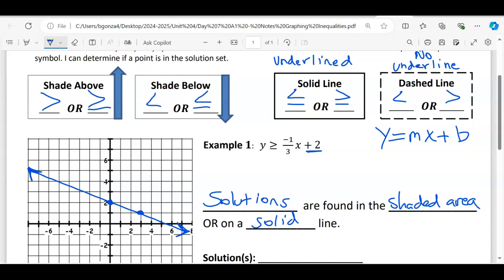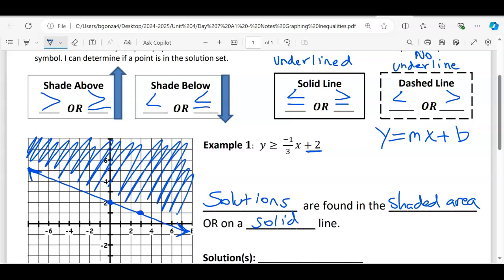So let's look at this inequality. Is this a greater than or a less than sign? It's a greater than sign. We said greater than signs get shaded above. Doesn't that make sense? Greater is up, above. So go ahead and lightly shade everything over here. Okay, don't spend a ton of time making it super dark. Just make a nice little shade above.